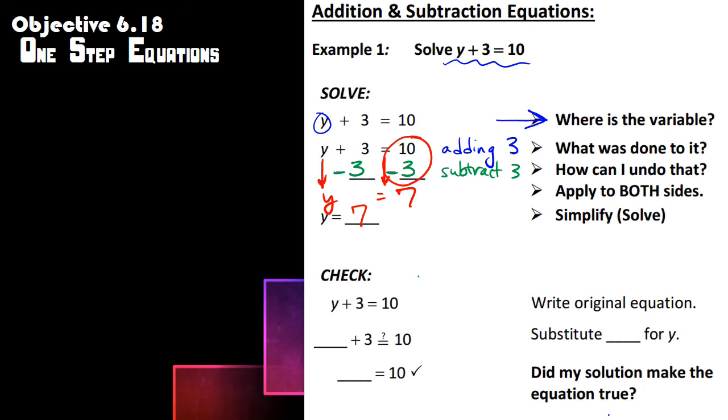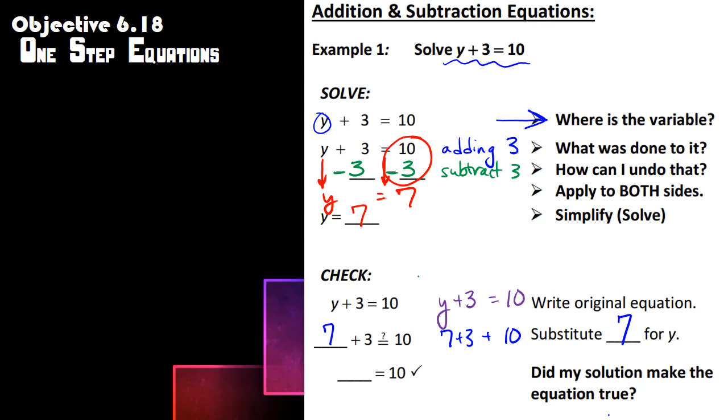It's very important when you're dealing with more than one variable in the future, or when you have more than one or two steps, that you organize your work to solve for the variables. So in order to check, we're going to rewrite the original equation: y plus 3 equals 10. Next, we would substitute 7 in for y. So we write 7 plus 3 equals 10.